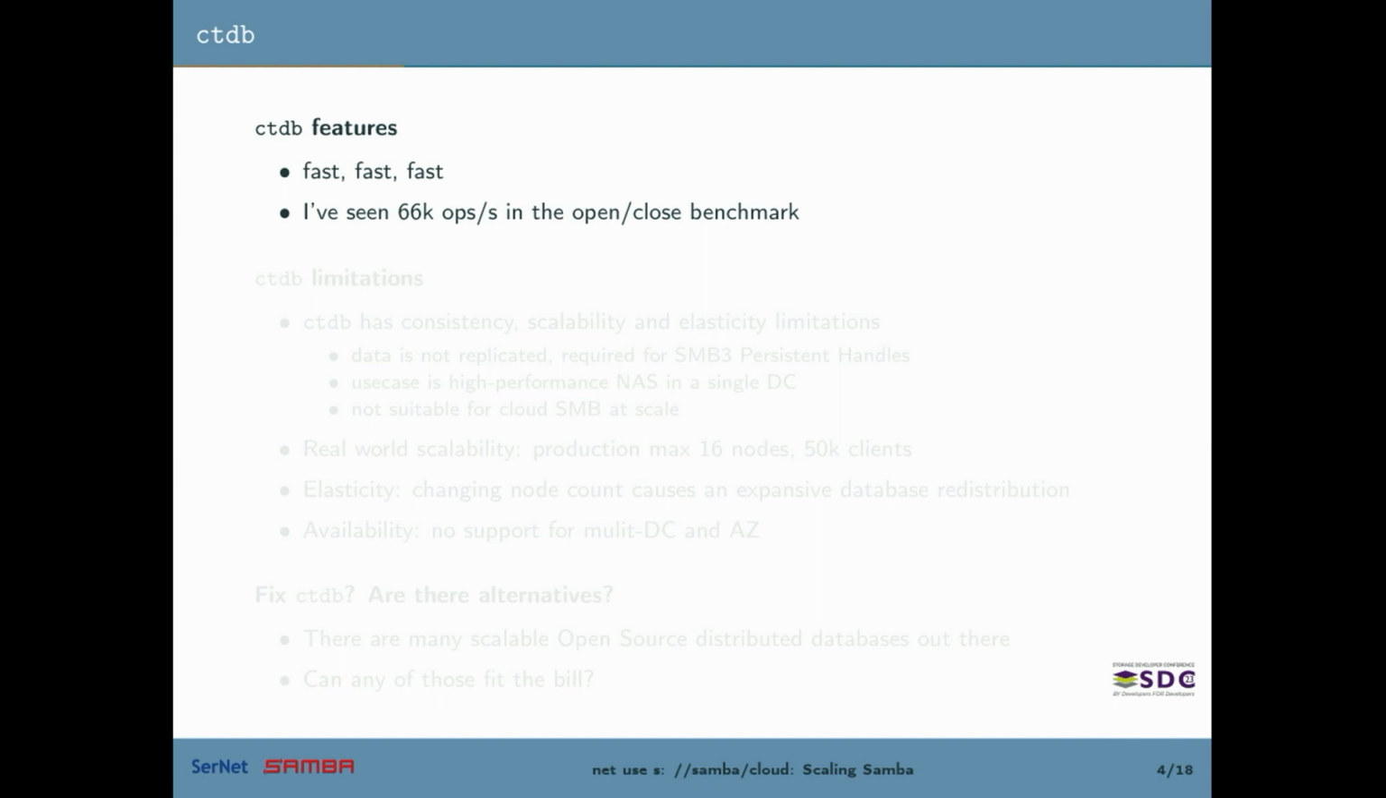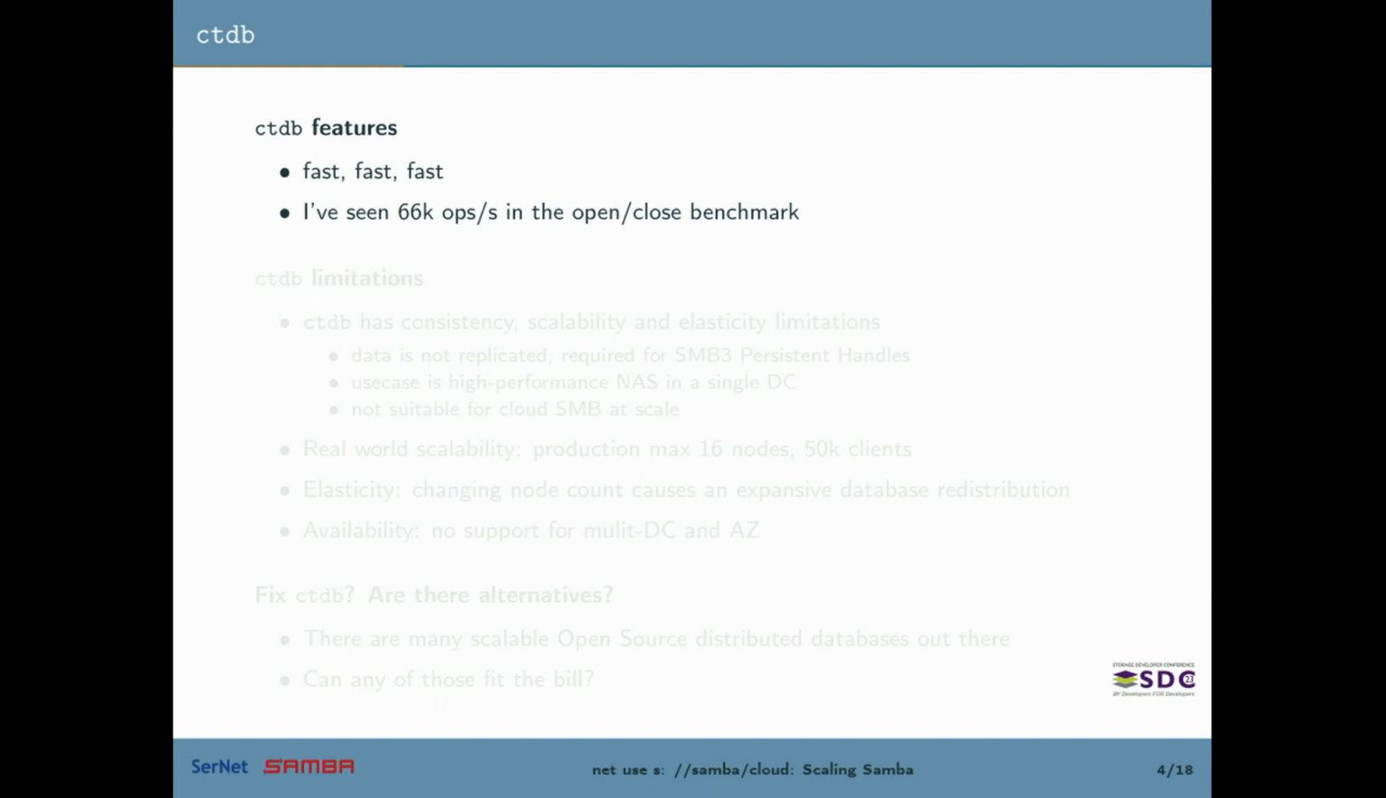So what I've seen in benchmarks that I've been doing all the time over the last weeks and months is you can drive up to 60,000 open and close operations per second with a few thousand clients, a small CTDB Samba cluster, just 3 nodes.